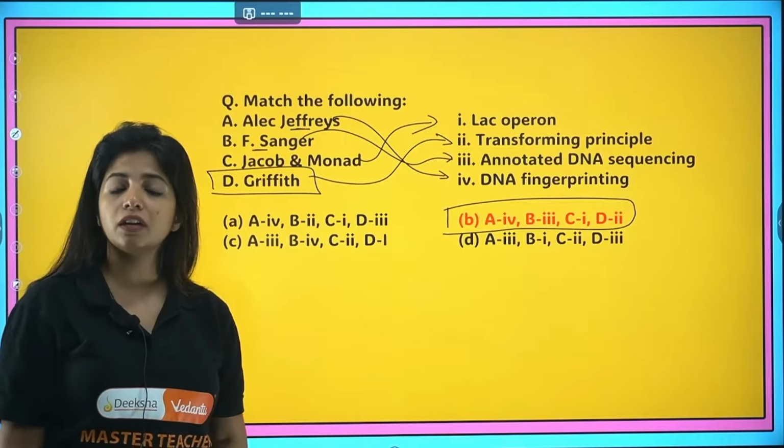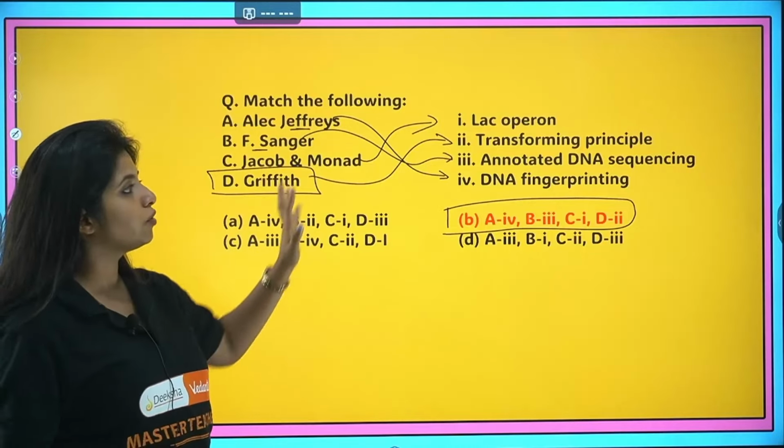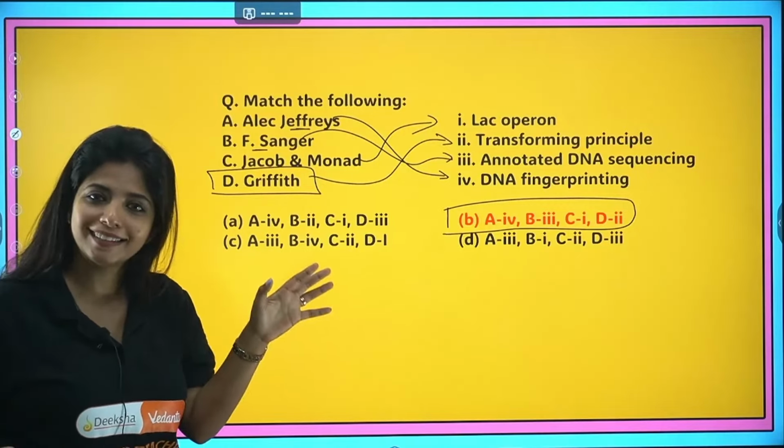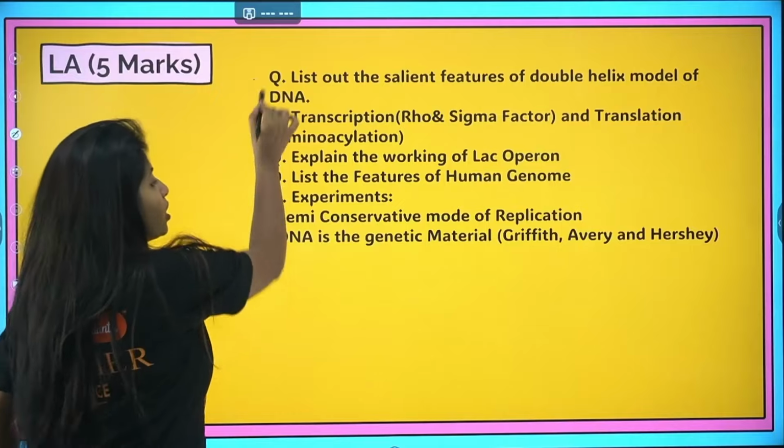Alec Jeffreys for DNA fingerprinting, F. Sanger for what? DNA sequencing, Jacob and Monod for the lac operon, and Griffith for the transforming principle experiment. Done? Done. Cool. Now here we have the 5 marker question.